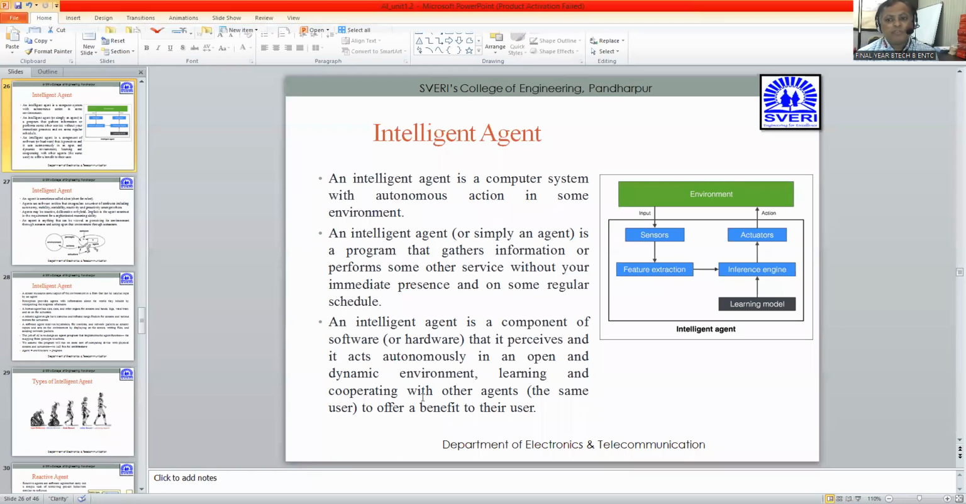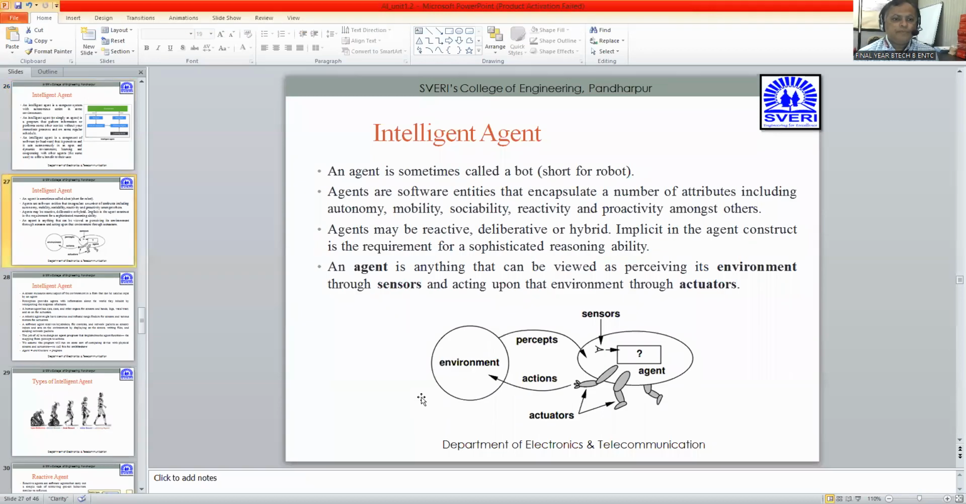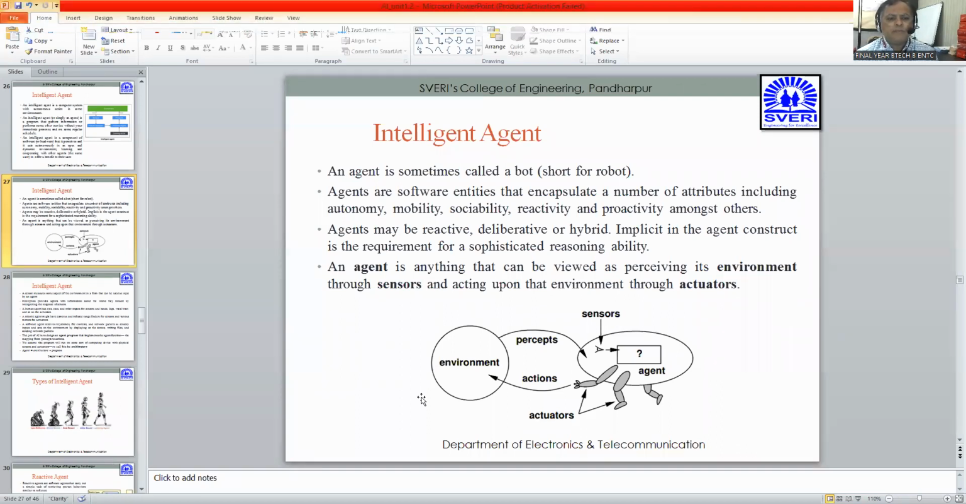Normally we have human agents, software agents, as well as robotic agents. An agent is also called, in short form, a bot, which is the short form of a robot. Then agents may be reactive, deliberative, or hybrid. Those are the types of agents.